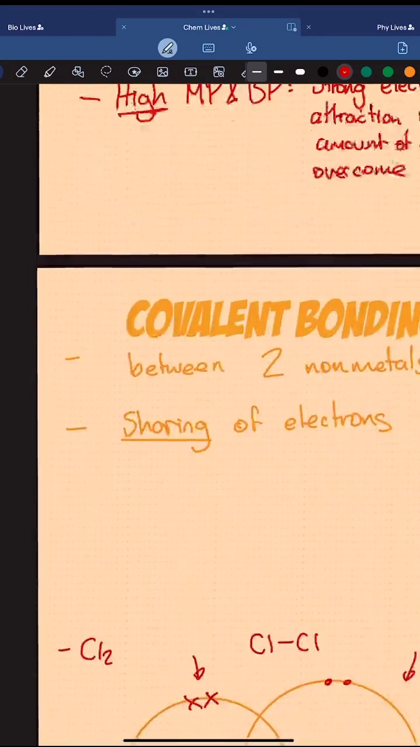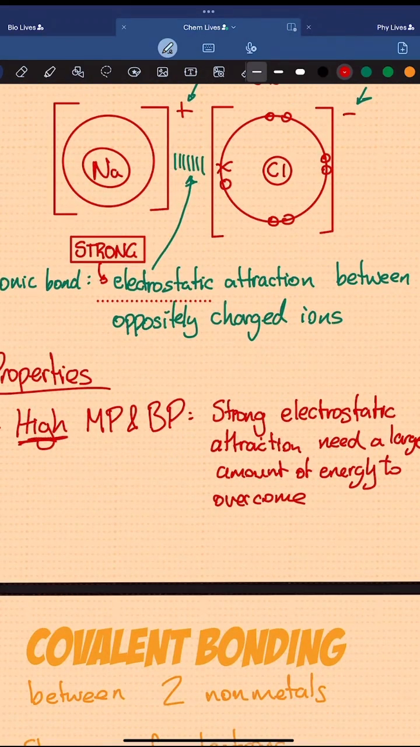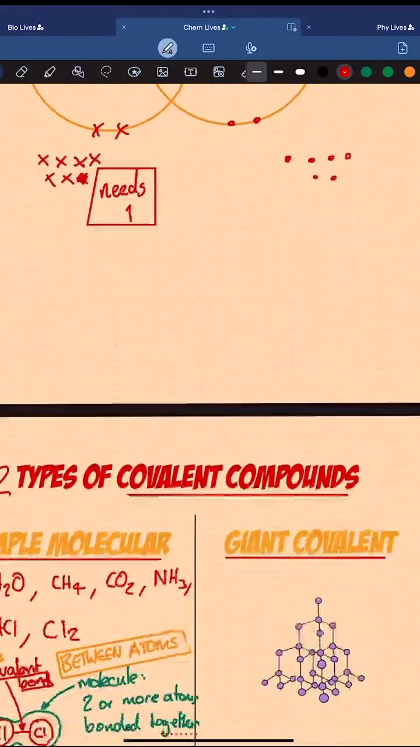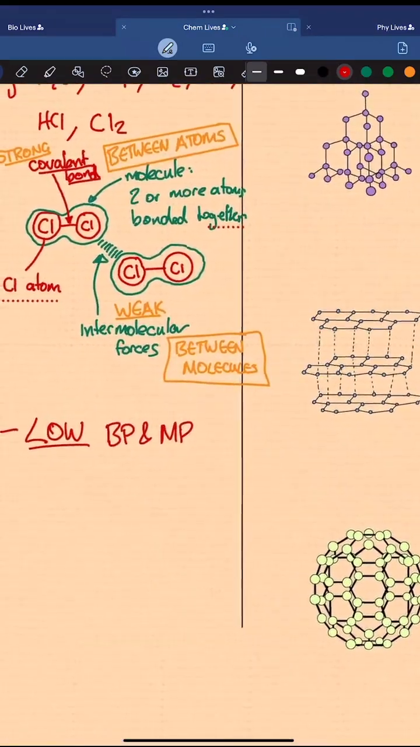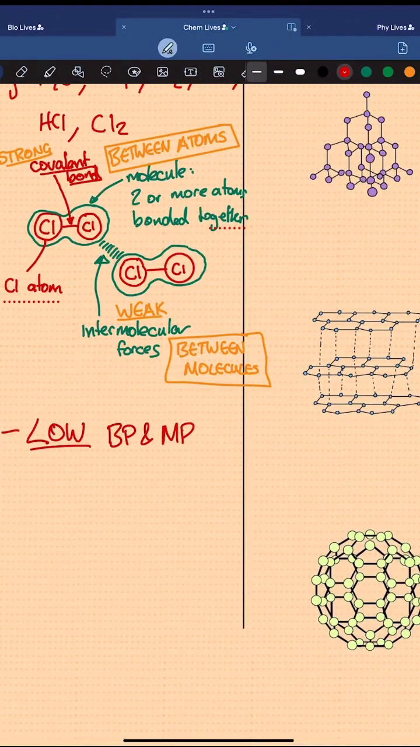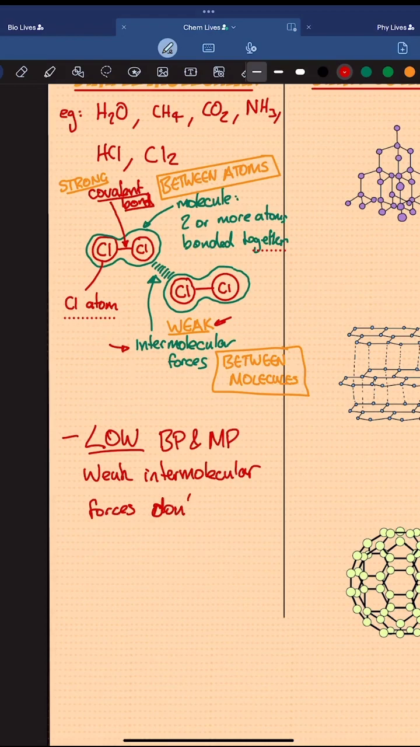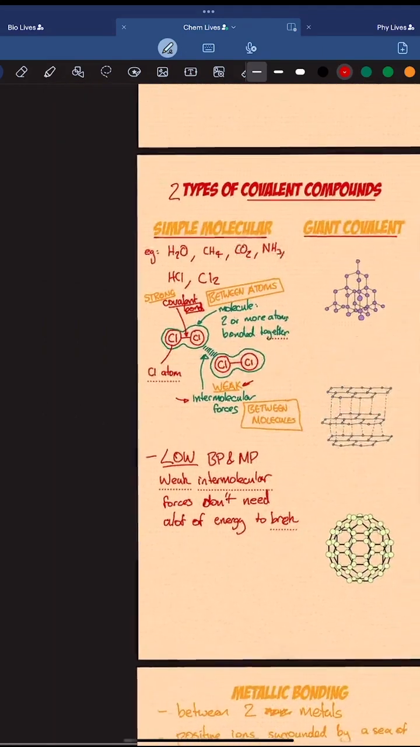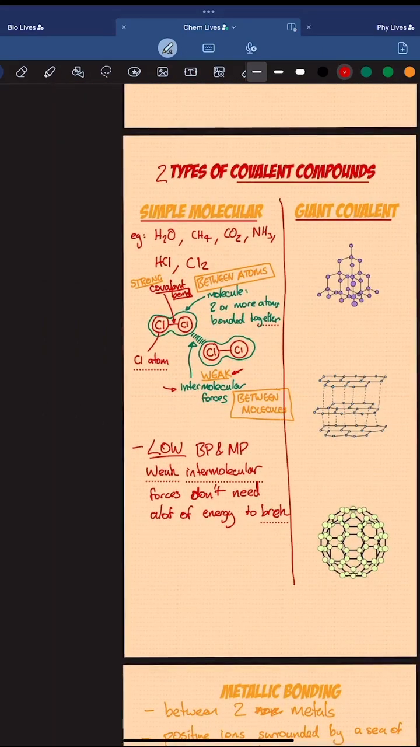Back here, we said ionic compounds have high melting and boiling points. Covalent compounds, if they're simple molecular, have low boiling and melting points. The reason why is because these intermolecular forces I was talking about are weak. Remember I said they were weak? So you'd say weak intermolecular forces don't need a lot of energy to break. Okay, let me redraw this line as well.